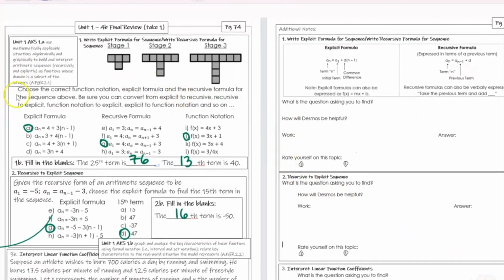So you'll see this is question 1, right? And this is additional notes question 1. So obviously you have the explicit formula, recursive formula. Okay, what's the question asking you to find? So you're answering the question here. How will Desmos be helpful? What's the work? What's your answer? And then rate yourself on this topic. So basically you're making additional notes because you will not have this video at your disposal. So you will have your notebook that you can just turn to.